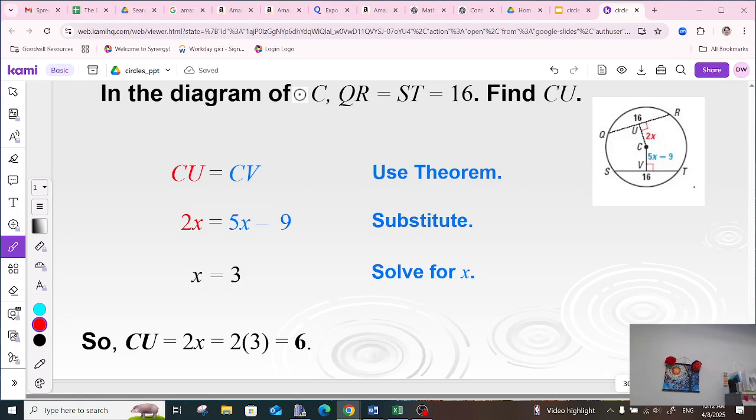So you would just say 2x is equal to 5x minus 9, and then you would solve. And then if I wanted to find the distance, I substitute back in. So the distance from the center for each of those chords is 6 units.